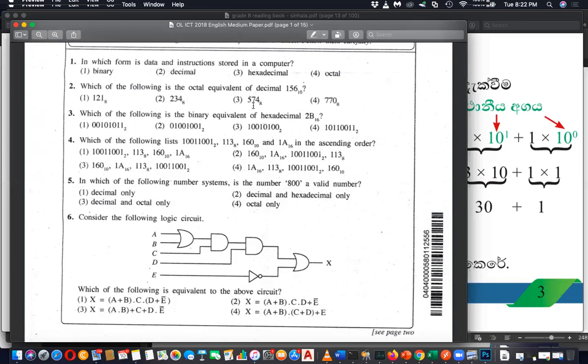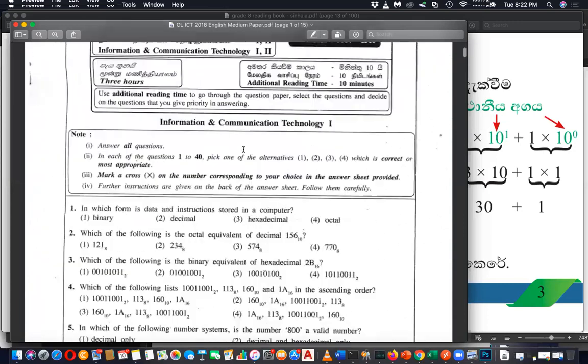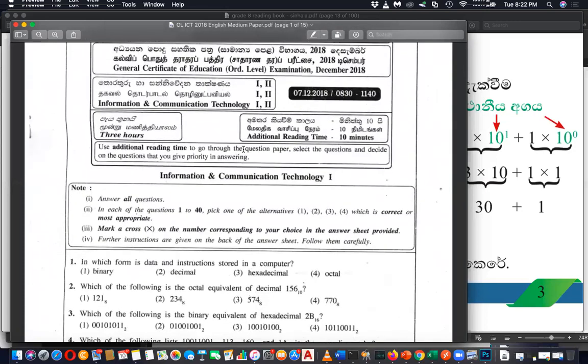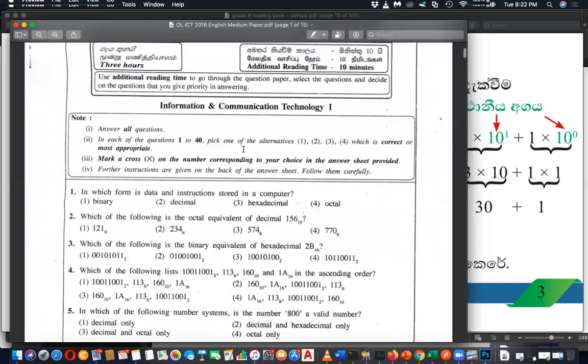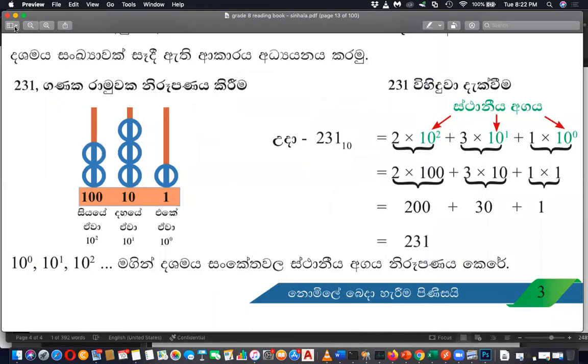Okay, with that I'll stop. So just go and see the paper 2018, 19. Maybe you can answer a few questions in the MCQ. Okay, with that I'll stop for today.